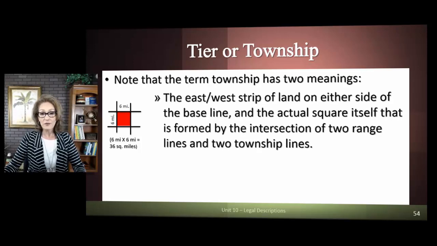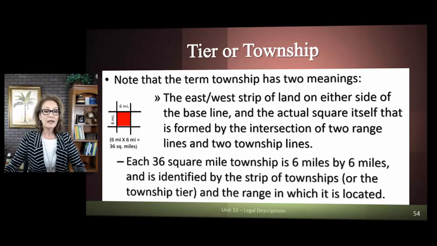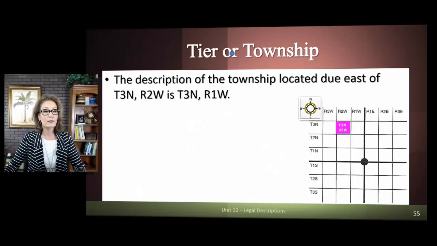The east-west strip of land on either side of the baseline and the actual square itself that is formed by the intersection of 2 range lines and 2 township lines. Each 36 square mile township is 6 miles by 6 miles and is identified by the strip of townships or the township tier and the range in which it is located. The description of the township located due east of T3N R2W is T3N R1W.